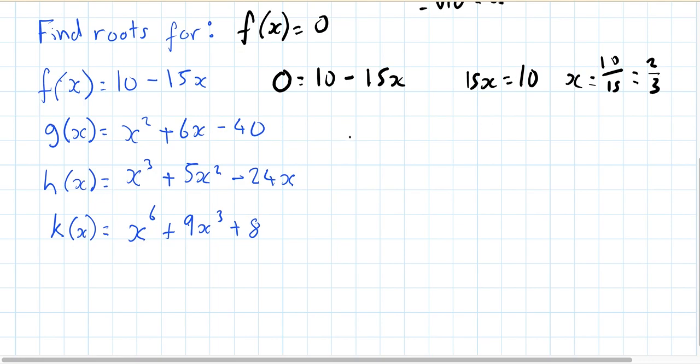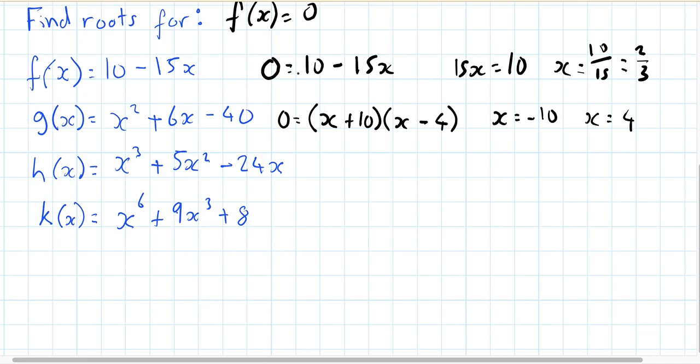Okay, next up we have a quadratic here. So 0 equals x squared, add 6x minus 40. If I just factorize it, I'll get x and x, and two numbers that multiply to give you minus 40, and add or subtract to give you 6, is going to be 10 and 4. We need a plus 6, so plus 10 minus 4. So x equals minus 10 and x equals 4. So these are two roots.